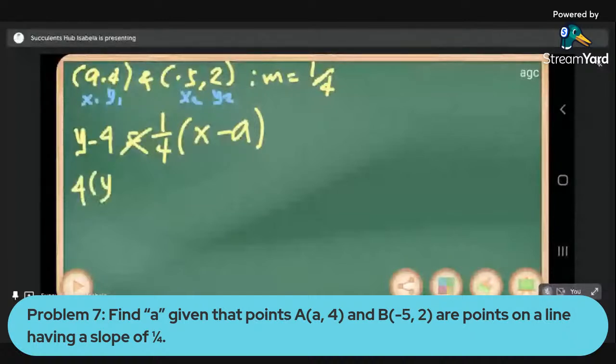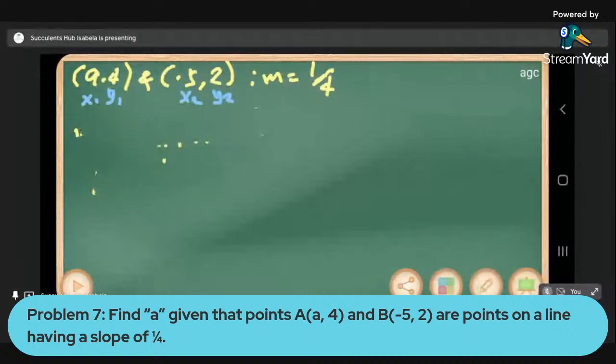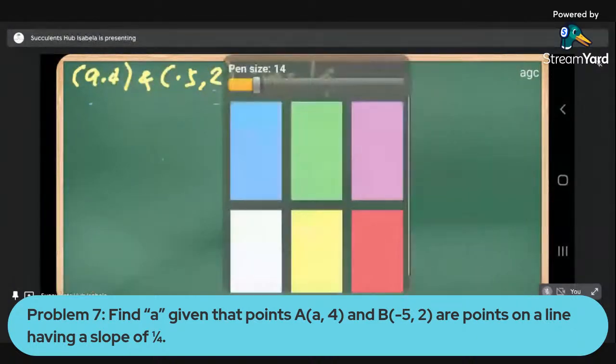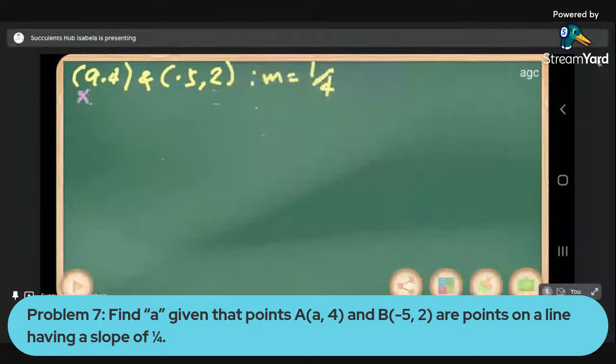Ay, mali tayo. Sorry. Nalito na tuloy ako. So baguhin natin yan. Hindi yan yun. Okay, let's change the labels. This should be x, y, x sub 1, y sub 1. Yun na lang ang labeling natin.